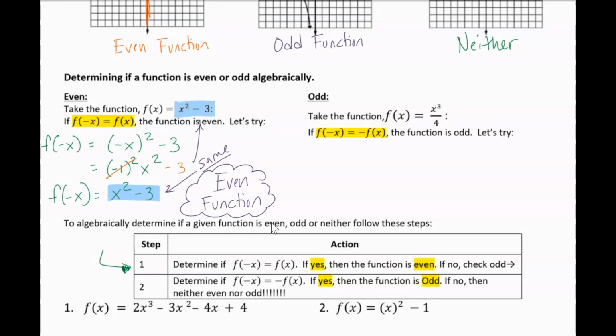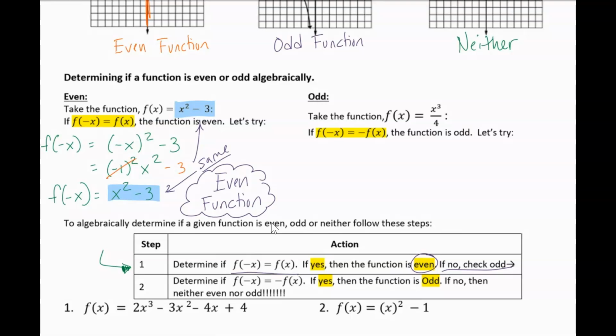Now, if you're looking at the steps below, that's what it said. It said determine if f of negative x is equal to f of x. If yes, then the function is even. If no, then you have to check to see if it is odd. So clearly it was yes. I do not then need to check if it's odd. It's always one or the other or neither. So if it is even, it can't possibly be odd. I'm done with that problem. Done, done. Now let's try the other one here.